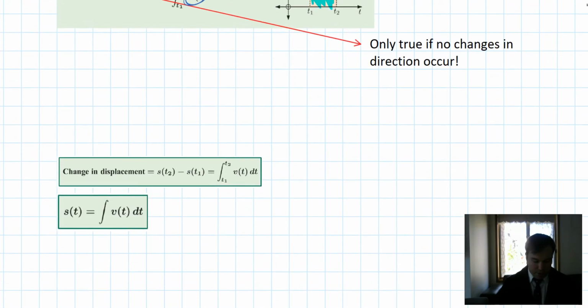If there are changes in direction, what we can say is that the change of displacement is equal to the definite integral of the velocity function between two time periods. That won't give us the distance travelled, it will give us how far it's displaced from its original position. And note that we don't even need to know its original position for us to be able to find this out. If we don't know the original position, we can still find out how far it's moved from it. We just don't know where exactly it is. I'll explain that more in a sec with the example. So in general, the integral of the velocity function is the displacement function.